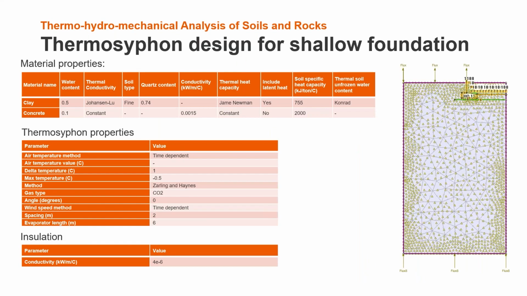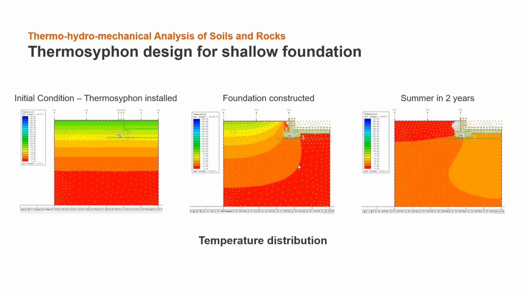Here are the material properties used in the models. For the thermosiphon, we just used Zerling and Hein methods with wind speed and air temperatures from the climate variable conditions. We also assign a temperature of 18 to the inside of the concrete foundations to represent the heated temperatures. And we also have the insulation go outside of the foundation here, and the conductivity of the insulation is 4E-6.